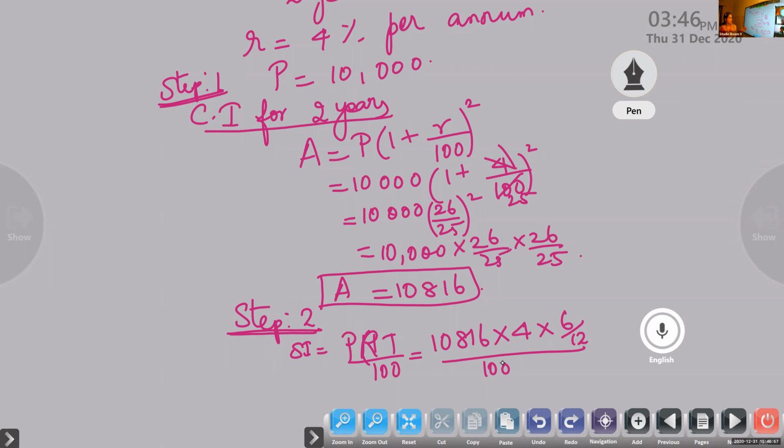6 months is half a year, so 1 by 2, 6 by 12. If you convert it into years, 6 by 12. Let's simplify this. So this is 2 and this is 2. 10,816 into 2 by 100.